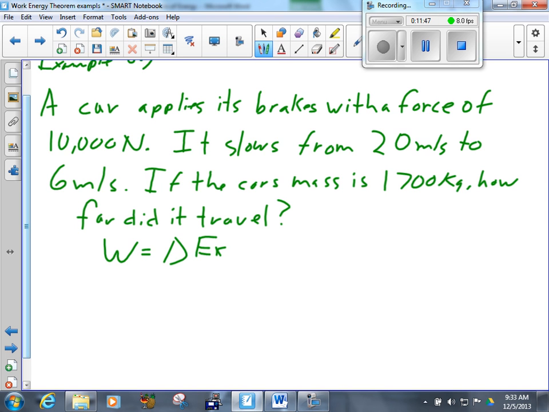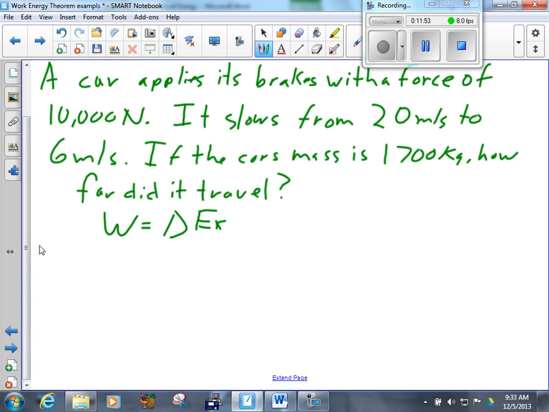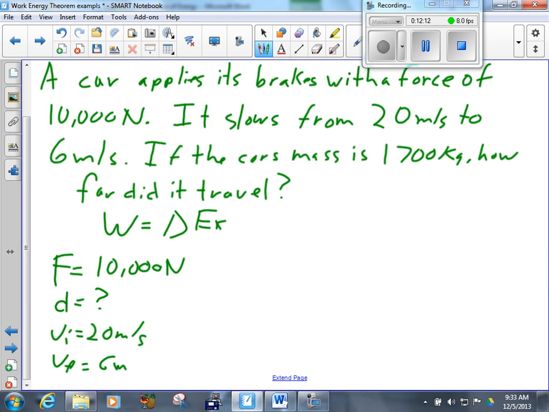So it's a matter of being able to identify. How can we identify it? Well, we can write down our givens. When we write down our givens, which formulas are involved becomes pretty clear. We know the force, 10,000 newtons. It asks us about distance. We don't know what it is, but we'll figure it out. We know that VI is 20 meters per second, and we know that VF is 6 meters per second.